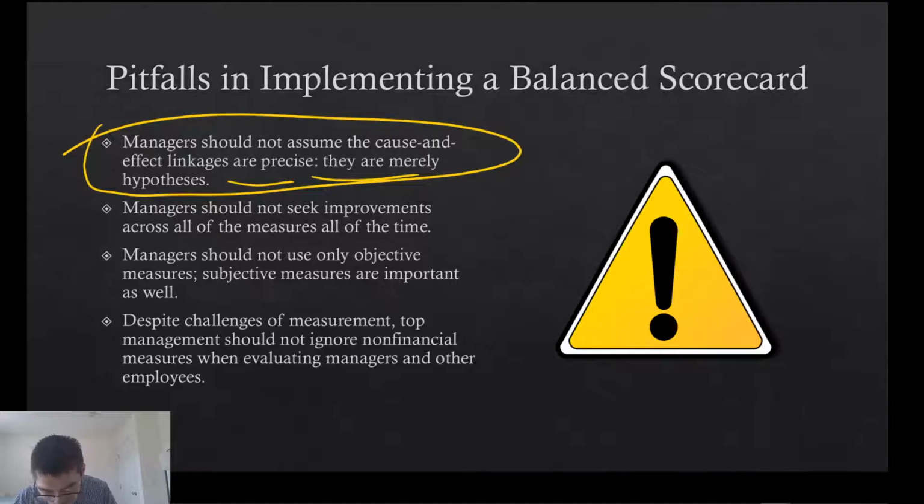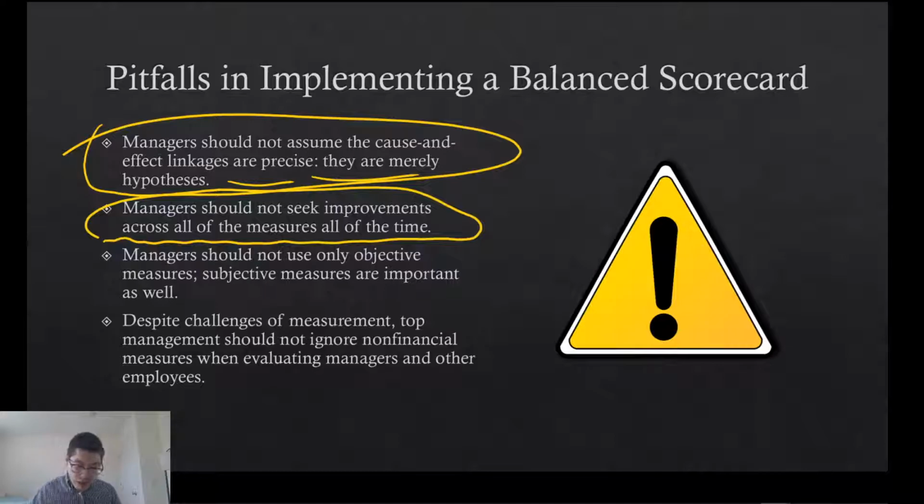And second, managers should not seek improvements across all of the measures all of the time. Okay. One thing at a time. All right. Because you have so many elements causally related with each other. If you are adjusting so many things at the same time and constantly adjusting all these things, you really don't know which elements make your strategies more effective, right? Because you are moving so many things around at the same time.